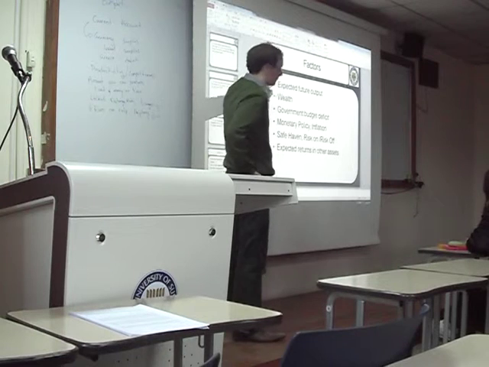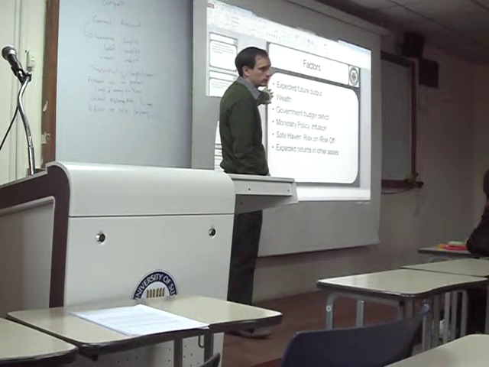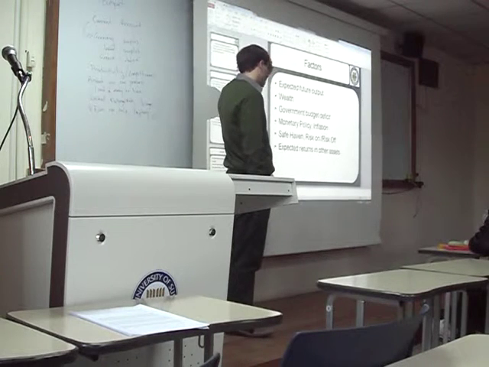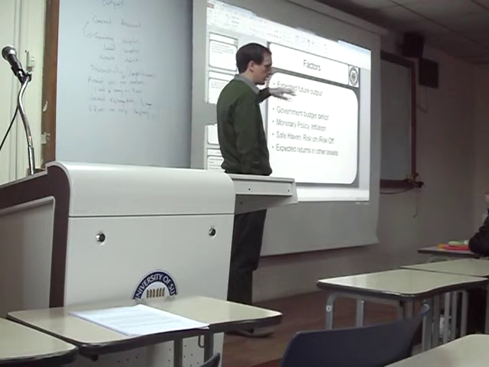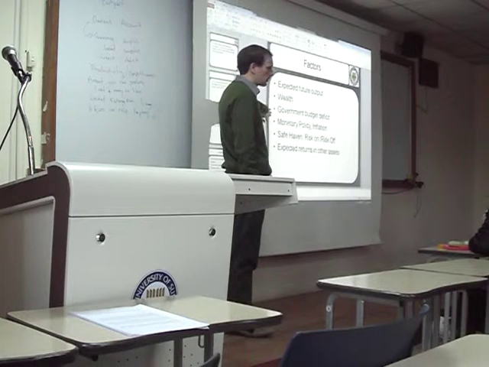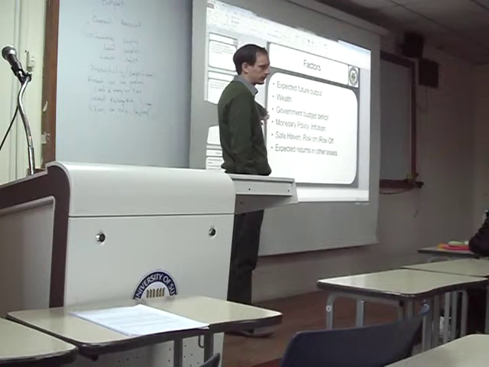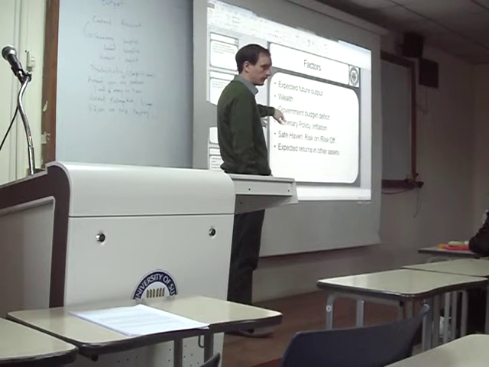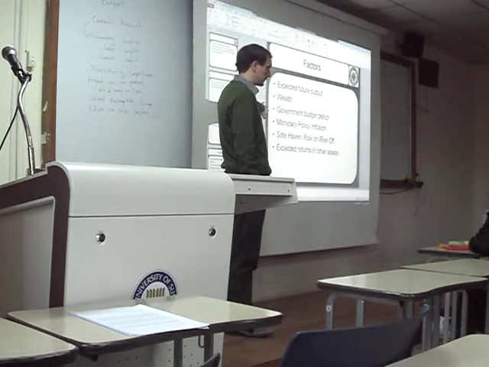Other factors for the output, the current account surplus. Does Greece have a current account surplus? No, deficit. It's importing more than it exports, right? What about the government budget deficit in Greece? Is it still spending a lot of money or is it saving money? Spending. Still spending more than it's getting in taxes, right?